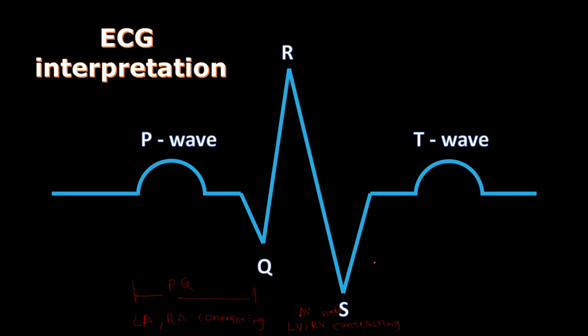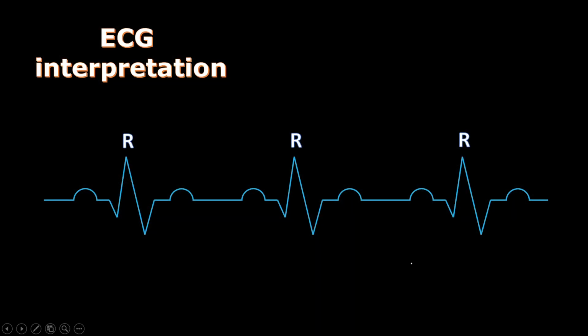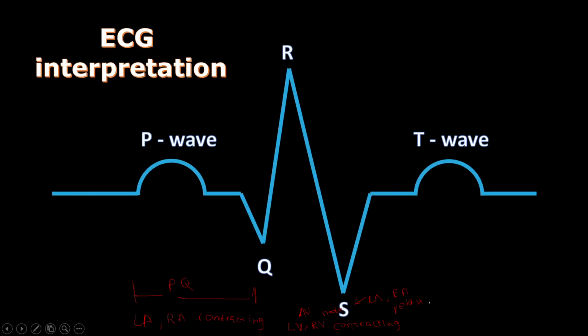Atrial repolarization, remember, relaxing state, also occurs during this time, during the S wave. So here, the left atria and the right atria are now relaxing. Okay, relaxing.